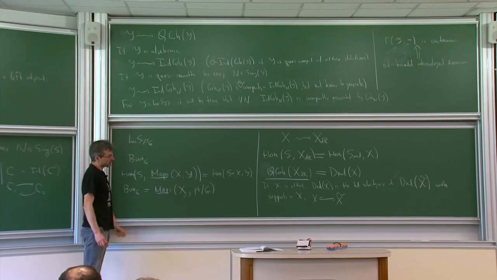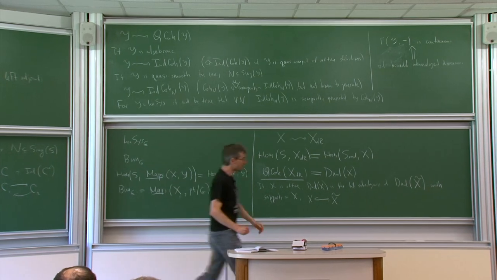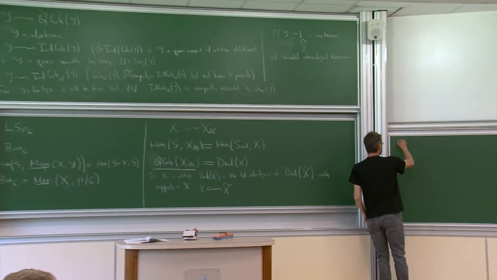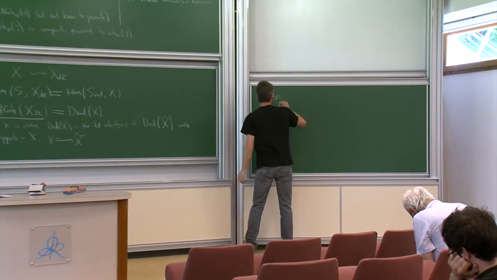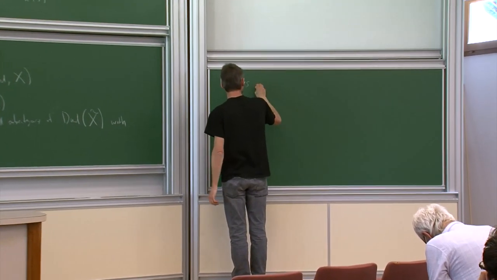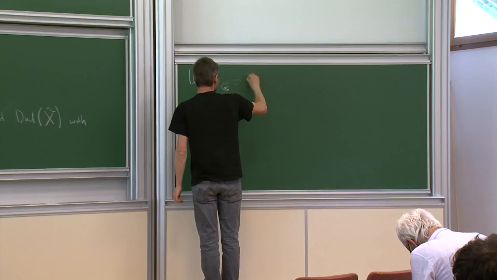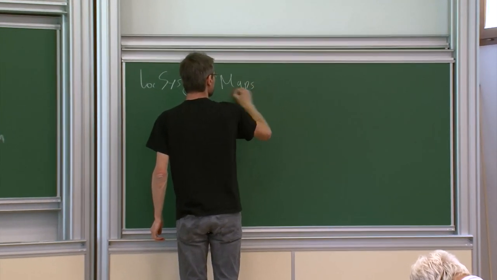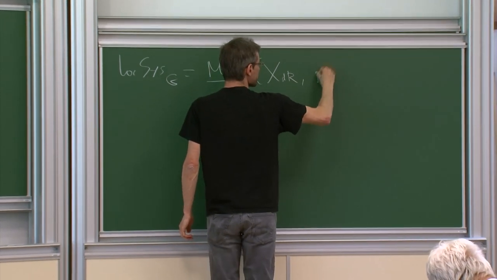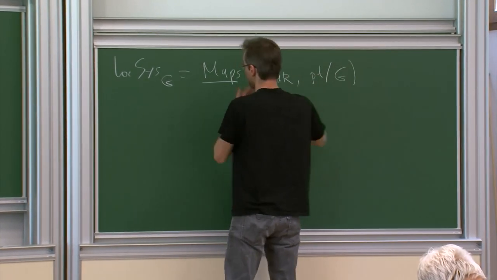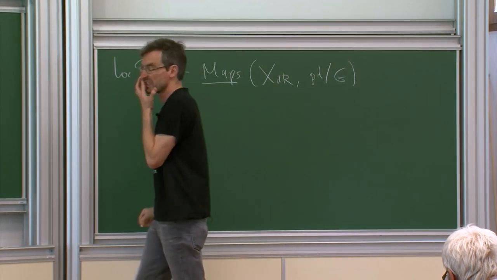So this is the derived pre-stack. So this is one application. And now Locsys on anything. So Locsys G is this mapping stack from X de Rham to pt mod G. So this is the official definition of Locsys.